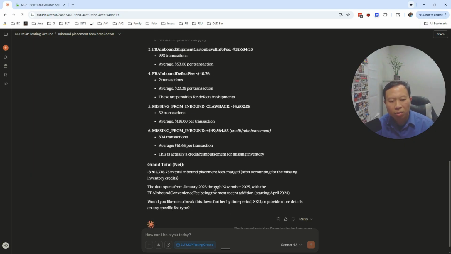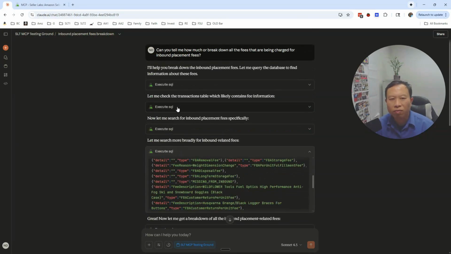This is like the per box level, and then inbound defect fee and a bunch of other fees that are here. But this is a lot because it's pulling the whole history, but you can just pull it from last month or the month before. But this shows the power of the Claude AI connected to our Seller Labs MCP server, because you don't have to have SQL, and you don't even have to be an expert where the data is housed for it to traverse through that and find it themselves.